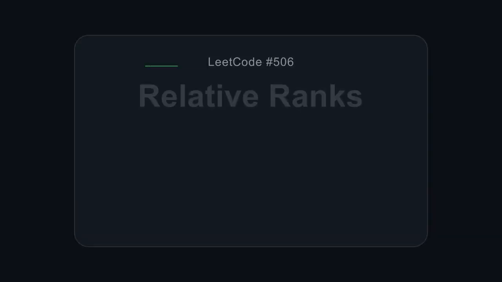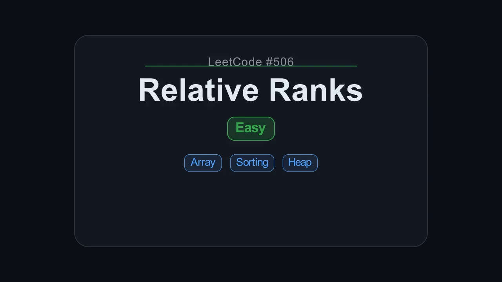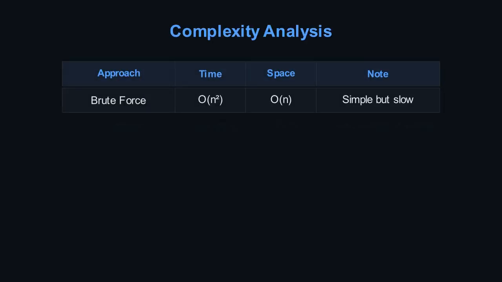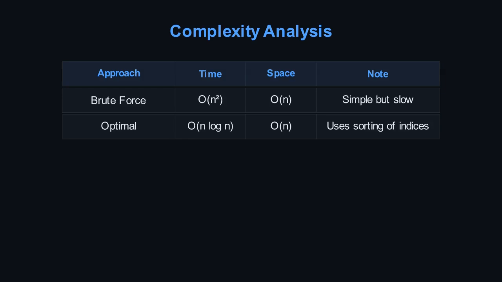You'll recognize this pattern whenever you need to rank items and then map those ranks back to their original positions, think leaderboard, tournament standings, or any relative ordering problem. Time complexity is O(n log n), linearithmic time due to the sort, and space complexity is O(n) for the index and result arrays.